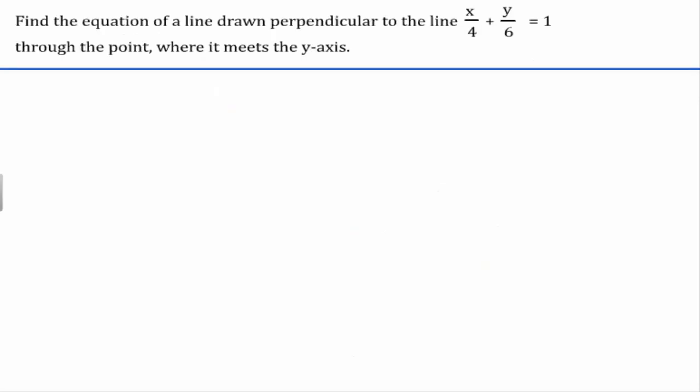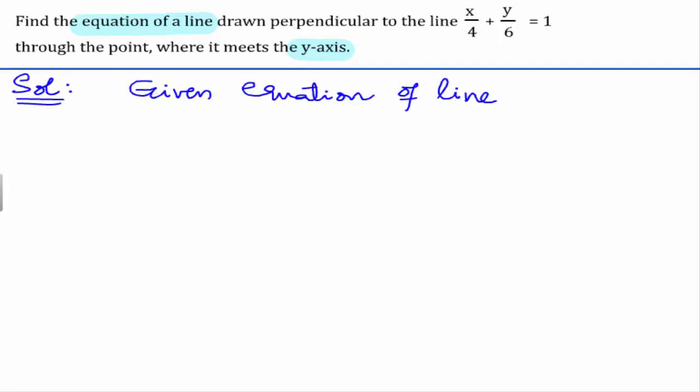In this question, we need to find out the equation of a line which is drawn perpendicular to the given line x by 4 plus y by 6 is equal to 1 and through the point where it meets the y-axis. Let us see the solution for this. Now the given equation of line is x by 4 plus y by 6 is equal to 1.